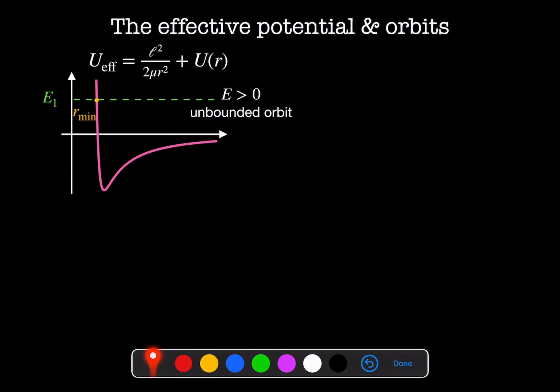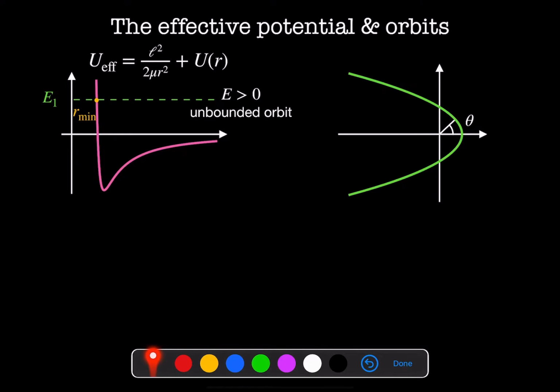Since there's only one turning point in the system, this orbit is unbounded. These are often called scattering solutions, and these orbits look like this. So there's one position where I have r minimum, so I come into that position, I trade my kinetic energy for potential energy, and I turn around and I go off like this.